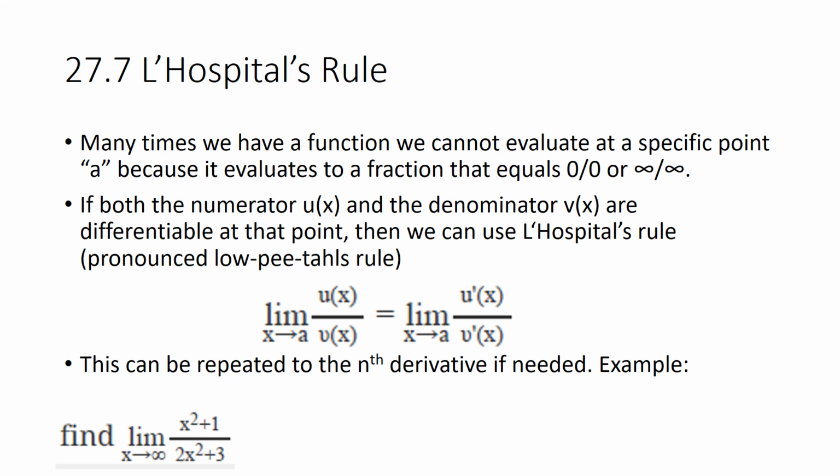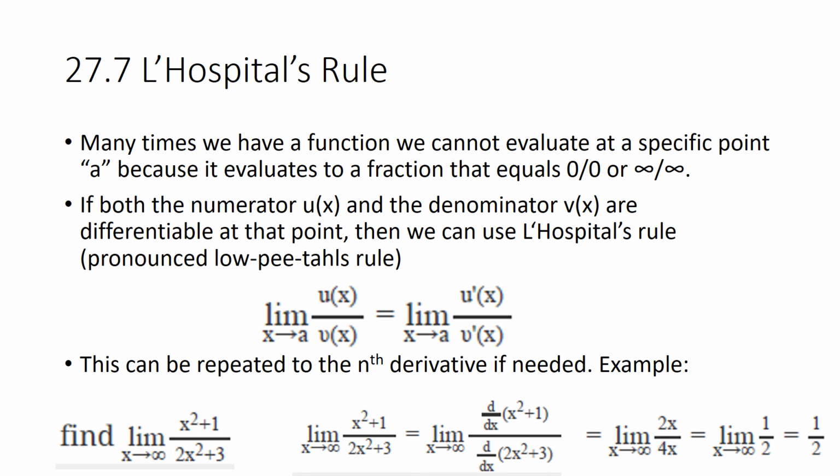I've got some function, x squared plus 1 divided by 2x squared plus 3, and I want to know what that function tends to as we go into infinity. Well, I can't really just plug in infinity because I'll have infinity divided by infinity. That's not really useful. So I realize with L'Hopital's rule, the ratio of x squared plus 1 divided by 2x squared plus 3 is going to be the same as the ratio of their derivatives. Take the derivative of x squared plus 1 and the derivative of 2x squared plus 3. So now I want to find the limit as x approaches infinity of 2x over 4x. Well, that still blows up to infinity. So I have to take the second derivative.